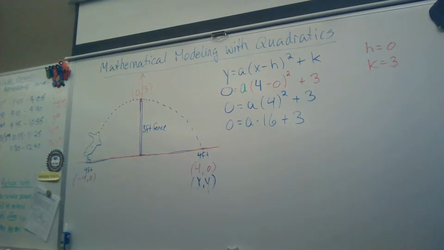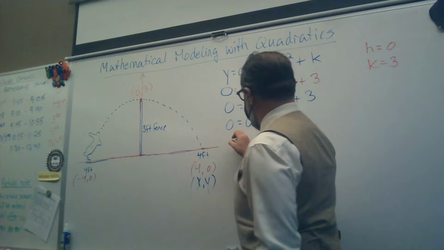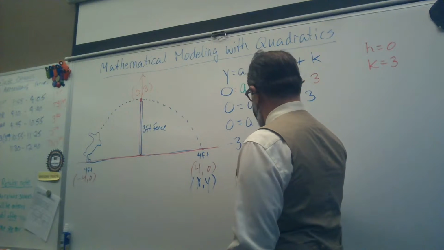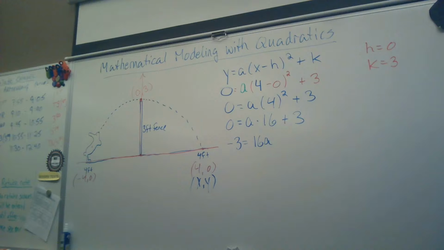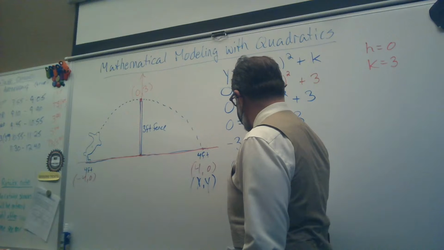Be honest now. How many of you want to write 0 equals A times 19? Good job resisting the urge. The most common mistake right here is that people go, oh, 16 plus 3 is 19, and they write 19. But multiplication comes before addition, so we can't add those together. But what we can do is subtract 3 from both sides and write that as negative 3 equals 16a. And what we can do is divide both sides by 16 and write a equals negative 3/16.